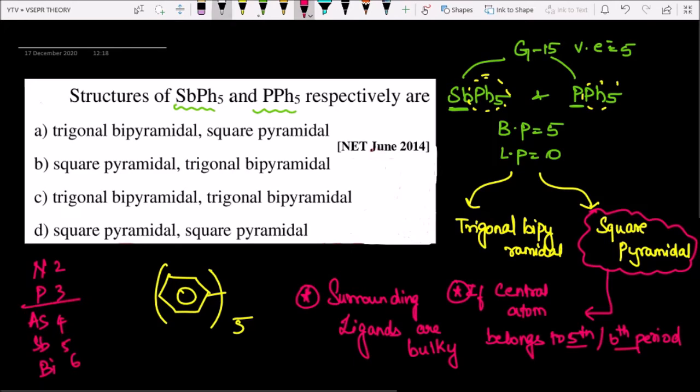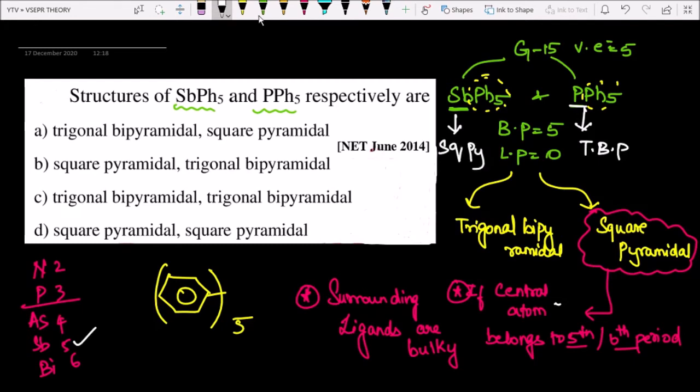Phosphorus belongs to the 3rd period, so it is not satisfying the first criterion. So it's going to be trigonal bipyramidal. But antimony belongs to the 5th period, right? So it's going to be square pyramidal. So the correct answer is PPh5 is going to be trigonal bipyramidal, but SbPh5 is going to be square pyramidal. So the answer is option B. Let's move to the next question.